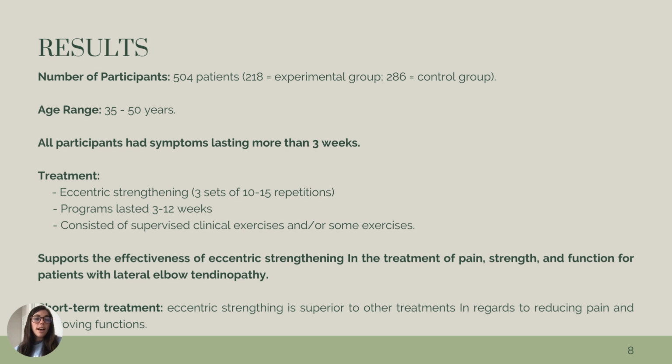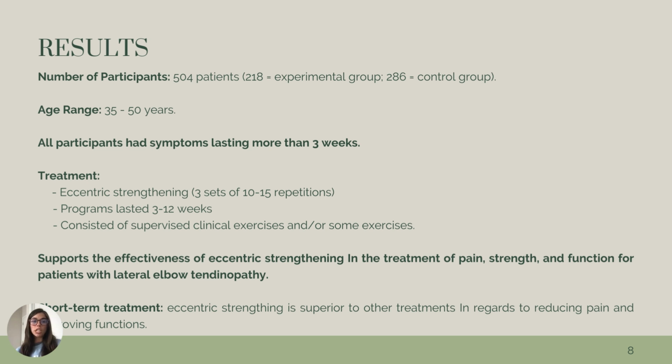For results, the number of participants they had total, and when I say participants, because this isn't a trial, it's a systematic meta-analysis review, what they mean is that out of all of the studies they looked at, there were 504 patients in those articles total. There were 218 in the experimental group and 286 in the control group. The age ranges in 8 of these articles were between, these are mean ages, about 35 to 50 years. And all of the participants had symptoms lasting more than 3 weeks.